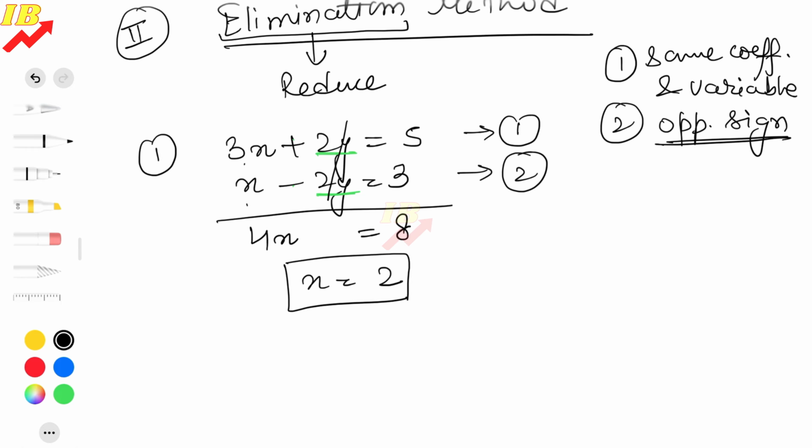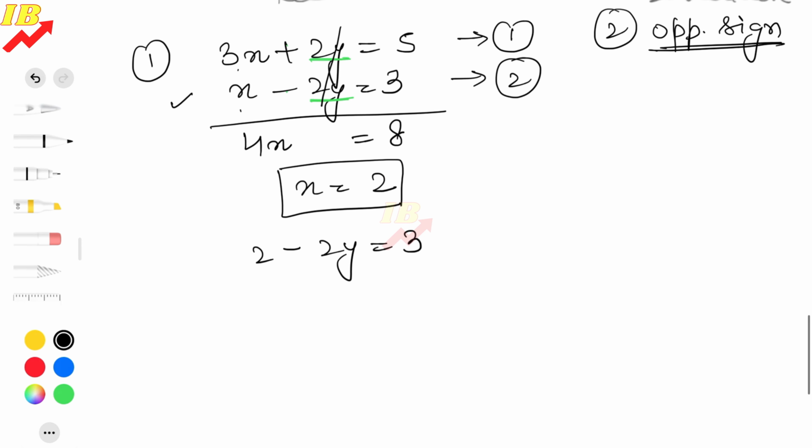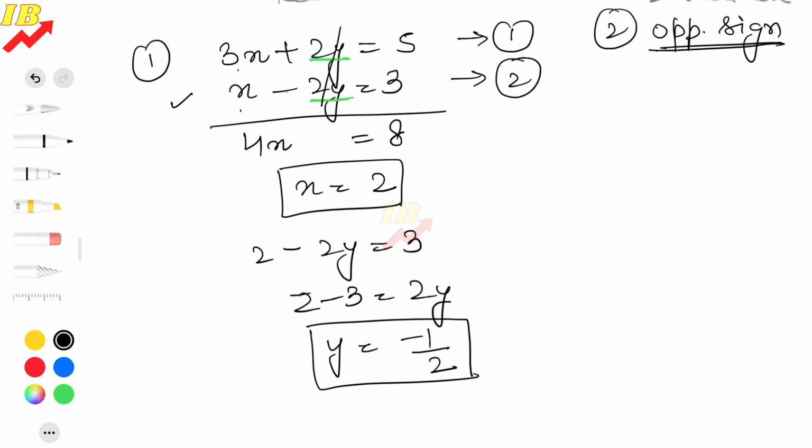Now it is your choice whether to use the first equation or the second equation, but I would suggest you go with the simpler one. I find the second equation much simpler, so I am plugging x equals 2 into the second equation. That means 2 minus 2y equals 3. Here I'm going to calculate the value of y. So it is negative 2y equals 3 minus 2, and shifting the 2y to the right side to make it positive, y comes out to be negative 1 over 2. That's your final answer for this.